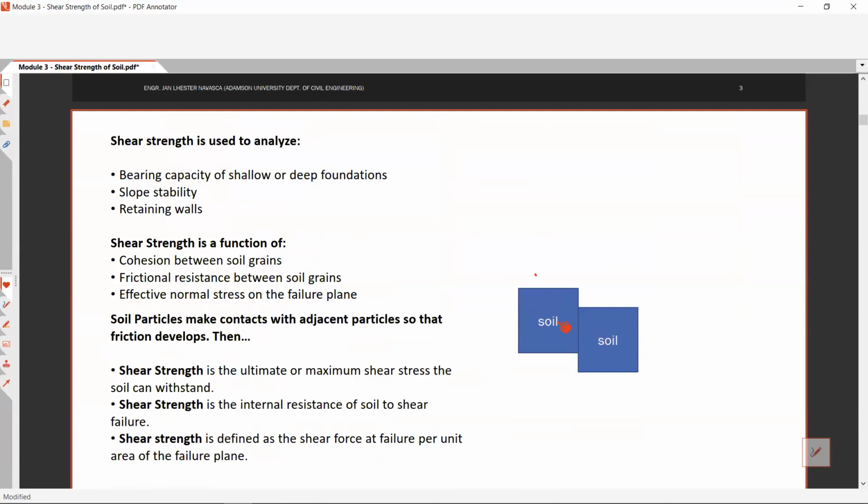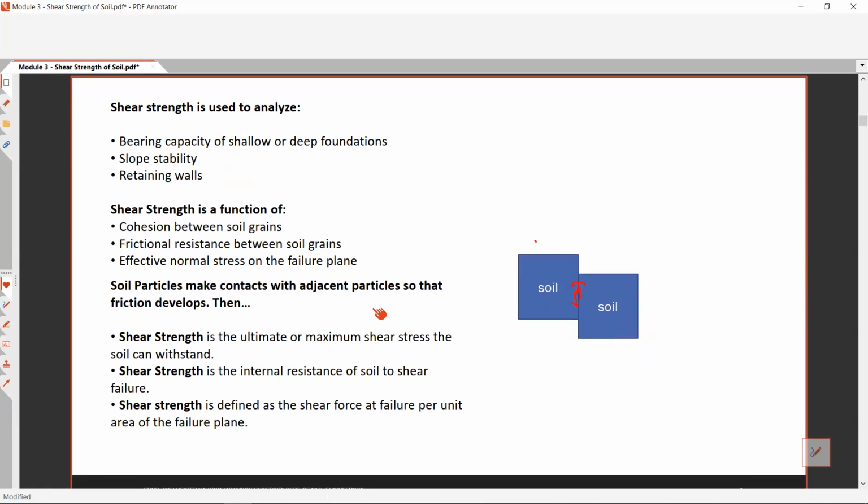The cohesion between the soil grains or the frictional resistance between the two soils is the main contributor for the shear strength of the soil. So maybe this frictional resistance, yung frictional resistance dito, and dito, is the main contributor, also the cohesion between the soil grains. Then the soil particles make contact with adjacent particles so that friction develops. So the shear strength is the ultimate or maximum shear stress the soil can withstand.